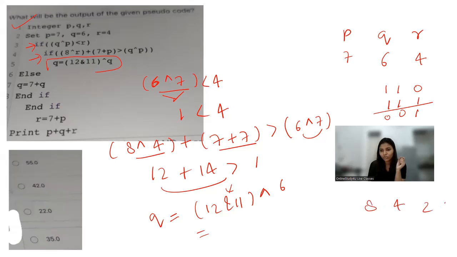8, 4, 2, 1. So 12 will be 1, 1, 0, 0 and 11 will be 8 plus 2 plus 1, which is 1, 0, 1, 1. And here we need to take AND. So 1, 1, 0, 0 and 1, 0, 1, 1. 1 and 1 will be only 1. So it will become 8.